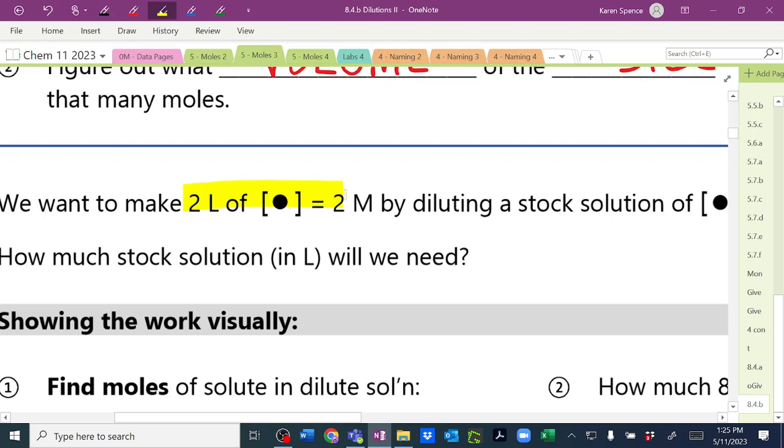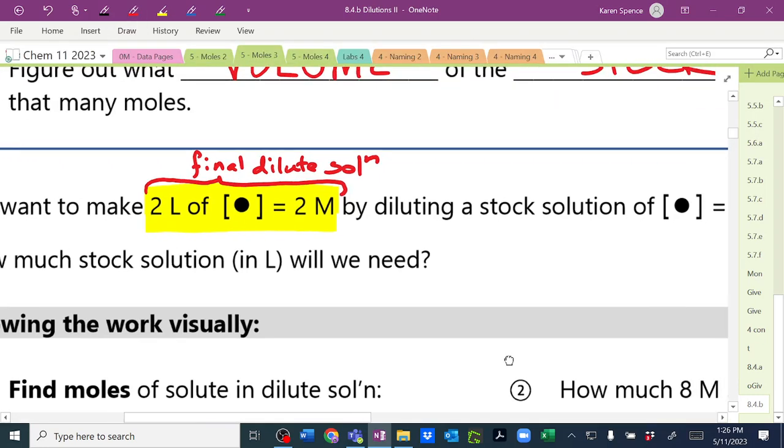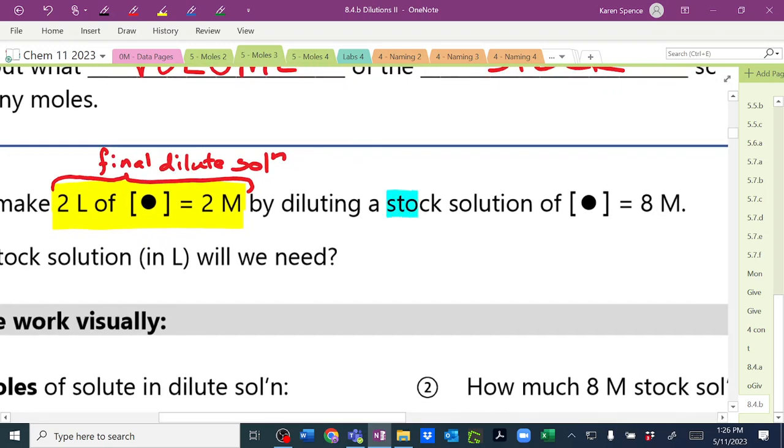So we want to make 2 liters of, I'm using these little dots again, concentration of dots 2 molar. That's what we want to make. Is that our stock solution or is that our final dilute solution? That's our final. This is our final dilute solution. And then we're told we want to do that by diluting our stock solution, which has a concentration of 8 molar.